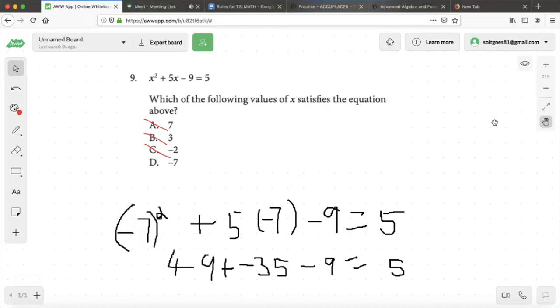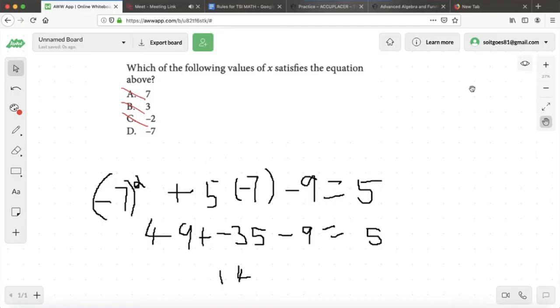Okay, so now we're going to... so we're gonna have 14. Yeah, that's 14. Yeah. 9. Yep. And what's 14 minus 9? 5. Bingo. You got a true statement.